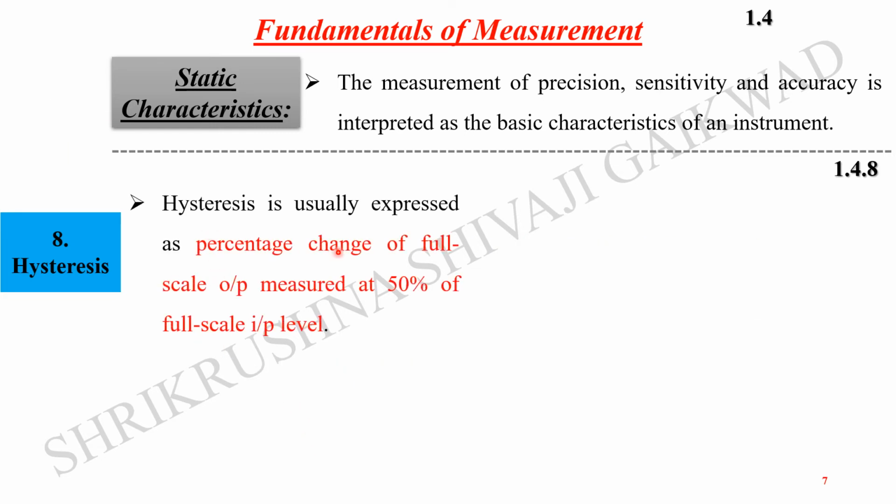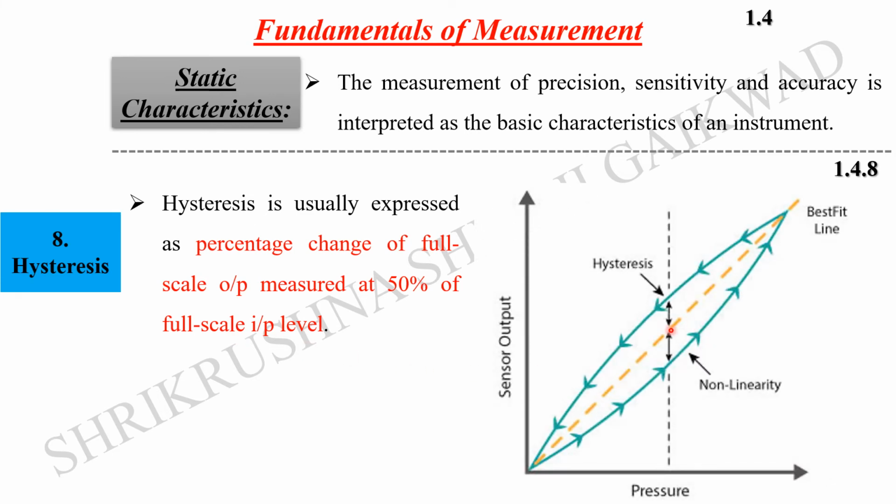Hysteresis is usually expressed as a percentage change of the full-scale output measured at 50% of the full-scale input level. Okay, so this is something like the hysteresis. Percentage change of the full-scale output measured at 50% of the full-scale input level. So this is 50% of the full scale.